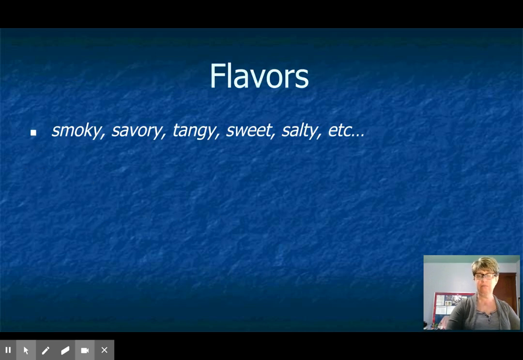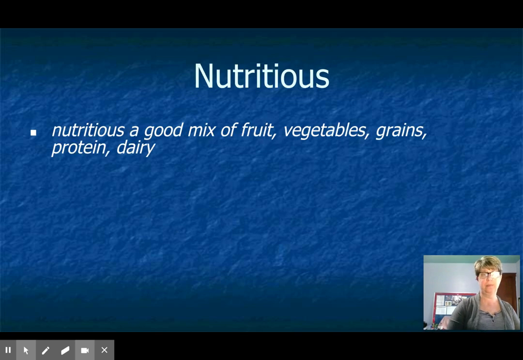So what garnish are you going to do for your sandwich? Okay. Tell me what kind of flavors this imaginary sandwich that you're creating has. Is it smoky? Is it savory? Is it tangy, sweet, salty? If you're doing smoked salmon, it's smoky, but also salty. If you're doing something with jelly, okay, that's sweet, and then you've got that savory of the peanut butter. So what kind of flavors are we looking at with your sandwich?